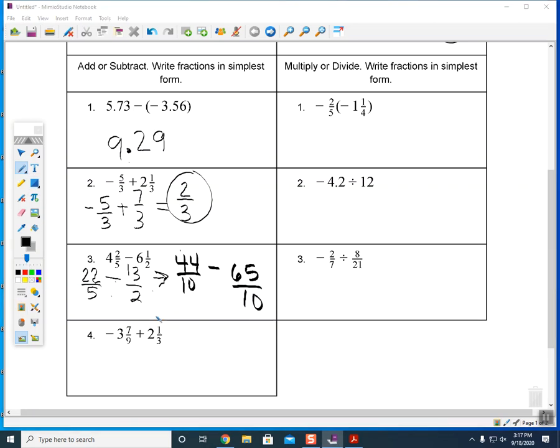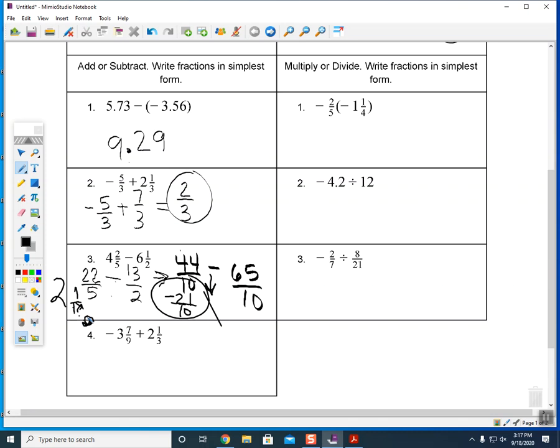Okay. Alright, so now I have just 44 minus 65, which leaves me with negative 21. So this leaves me with negative 21 over 10. I can just leave my answer like that. I don't need to simplify. That's as simple as it can go. If you wanted to change it to a mixed number, you would have negative 2 and 1/10.